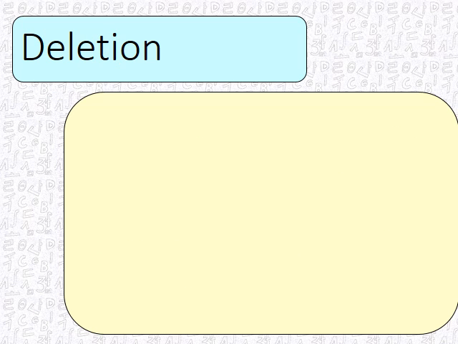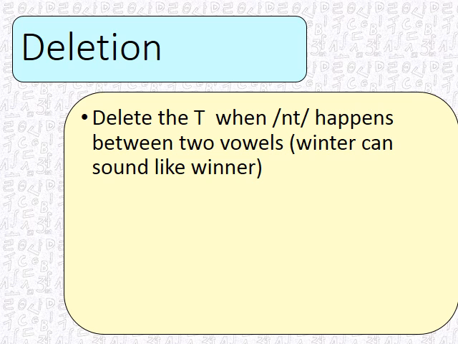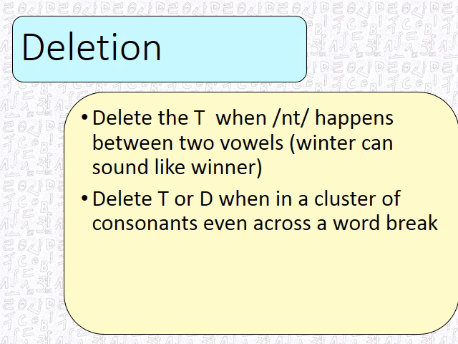Next is deletion. Deletion is like when the T disappears. NT happens between two vowels. So "winter," you don't actually say the T in "winter." A lot of times when you're talking about a winter storm, the T almost disappears. You can also delete the T or the D when it is in a cluster of consonants, even across word breaks or in the middle of words.